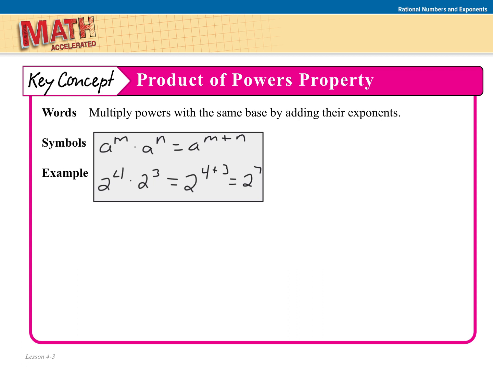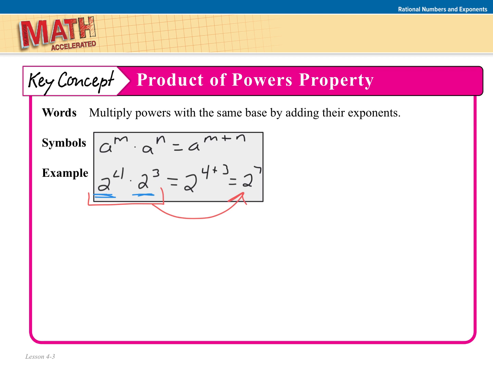What do we notice between... Let me back up. What we're doing is we're taking two terms and we're turning it into one term. Okay, that's the whole goal today. So what do we notice between 2 to the 4th power and 2 to the 3rd power? They are multiplying. What else? They have exponents and they have the same base.